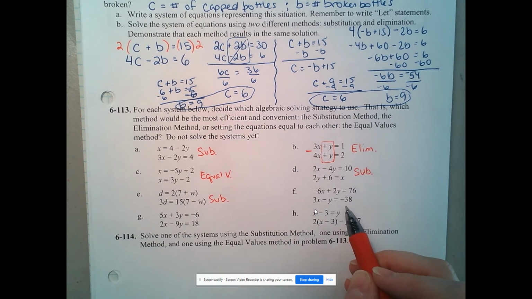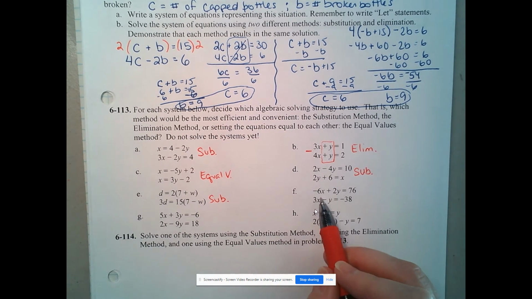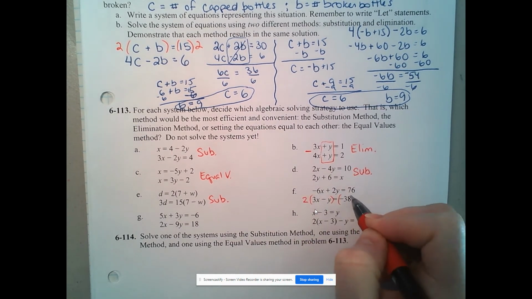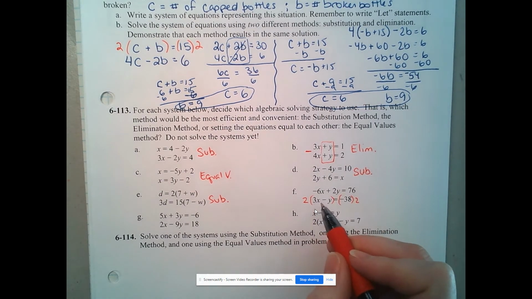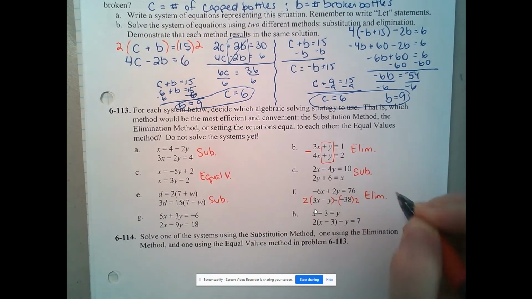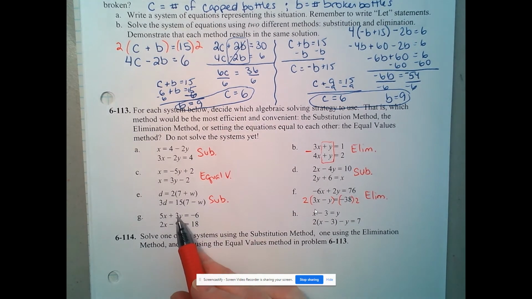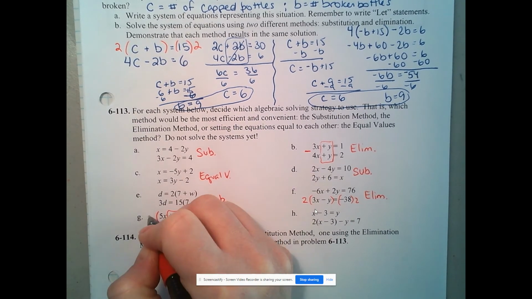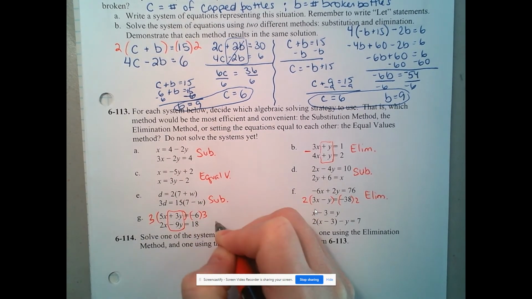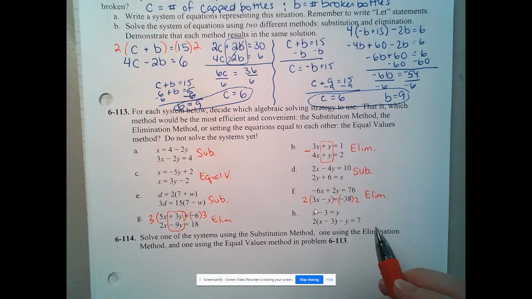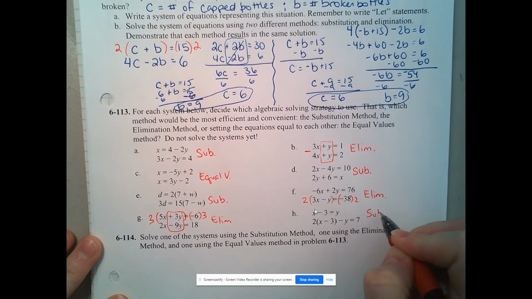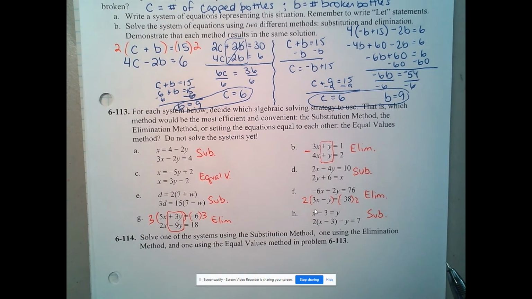F, well, F looks like I'm set up for elimination as long as I do one step, right? So I might need to do the second equation times 2, and then I would have a negative 6x with a positive 6x. So I'd probably go with elimination. G, I already have one positive, one negative here on the plus 3y minus 9y. So I might multiply the first equation by 3 and go with elimination. And H, I've got this equals y, but not on the second one, so I'd probably go with substitution. Equal values method, you'll notice, does not come up nearly as often as the other two.